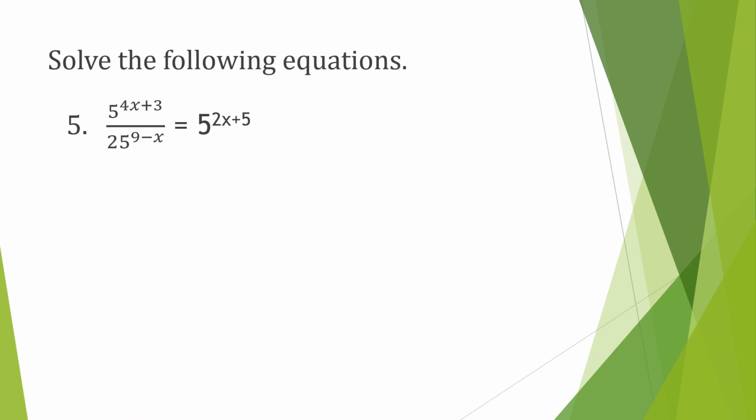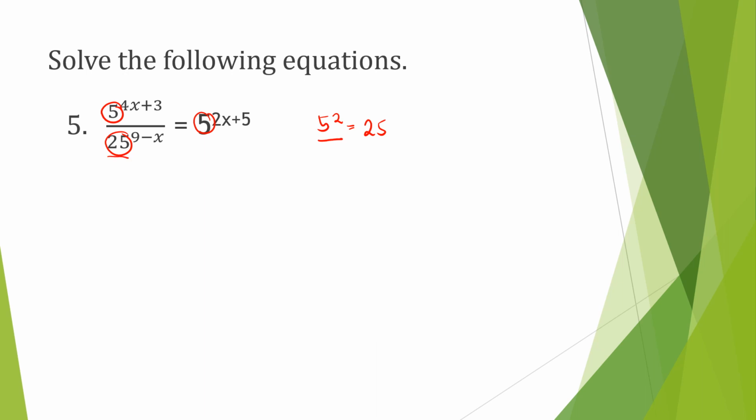Number 5. 5 raised to 4x plus 3 over 25 raised to 9 minus x is equal to 5 raised to 2x plus 5. The bases are not the same. We have 5 and 25. But we can rewrite 25 as a base of 5. We know that 5 squared is equal to 25. Let us now rewrite 25 as 5 squared.